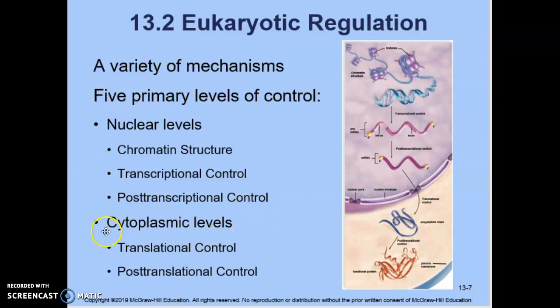And then you have the cytoplasmic level. So once it leaves the nucleus, the process is out here in the cytoplasm. What happens in the cytoplasm? Translation happens in the cytoplasm, because translation happens on those ribosomes, remember? And ribosomes are located out in the cytoplasm, outside of the nucleus. So we'll see translational control, which asks: is the mRNA going to be translated into a protein? Or is it going to be broken down before it is translated into a protein?